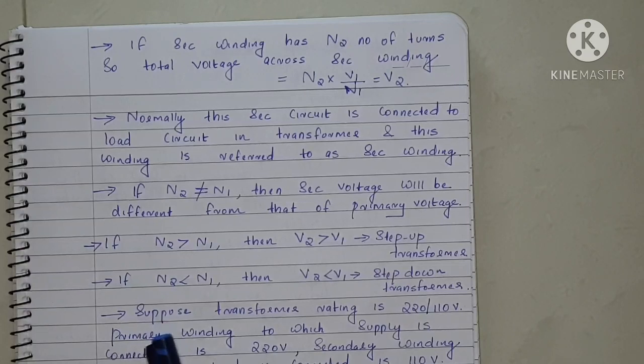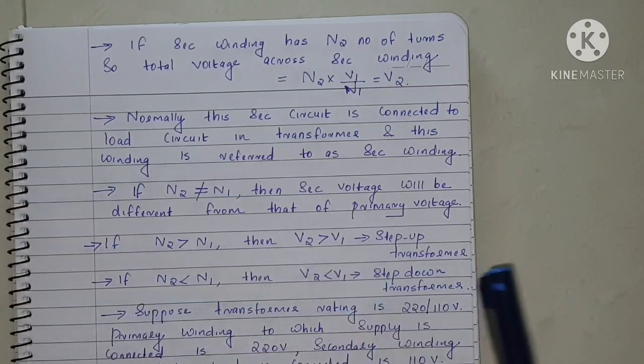If the turns in the secondary are less than the number of turns in the primary, then the voltage across the secondary is also less than the voltage across the primary. Then this type of transformer is known as a step-down transformer.